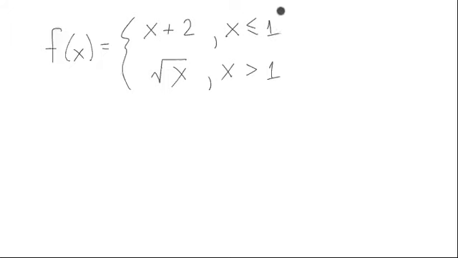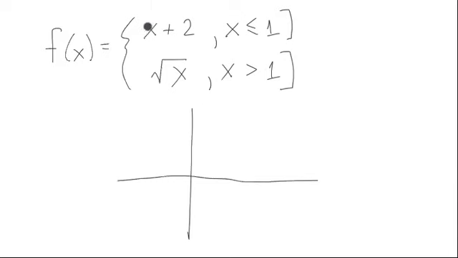Notice, first of all, that these two domain pieces are disjoint. They don't overlap, which means that this has the potential to be a nice, well-defined function, passing the vertical line test. So let's look at the graph of this thing. We graph each one of these with the domain restriction.